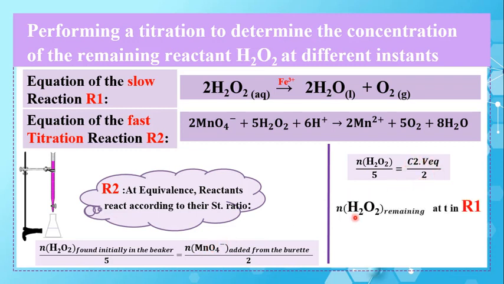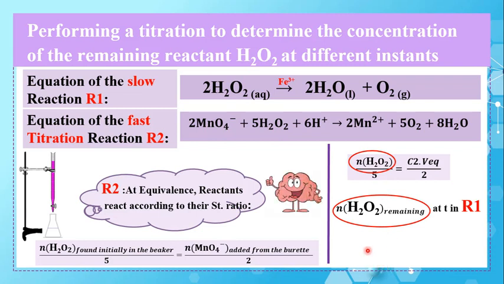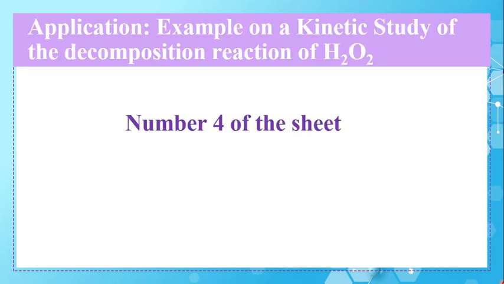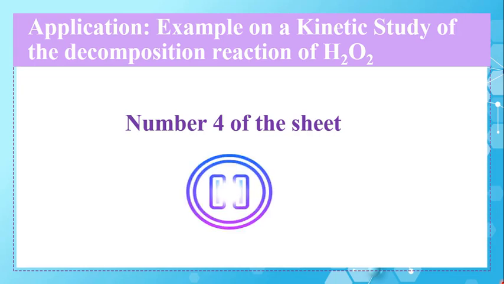So the number of mole of H2O2 remaining at an instant t in reaction R1 is being titrated in reaction R2. So I can put the number of mole of H2O2 at instant t is equal to 5 times C2 V equivalence over 2. As an application for our previous experiment, please take 15 minutes to solve number 4 of the sheet, then check your answers.